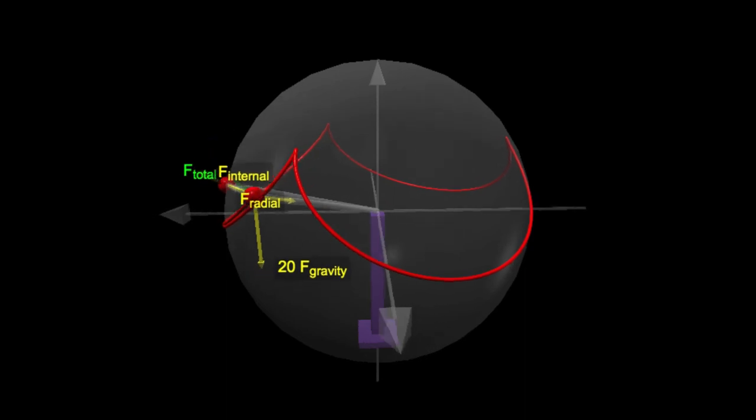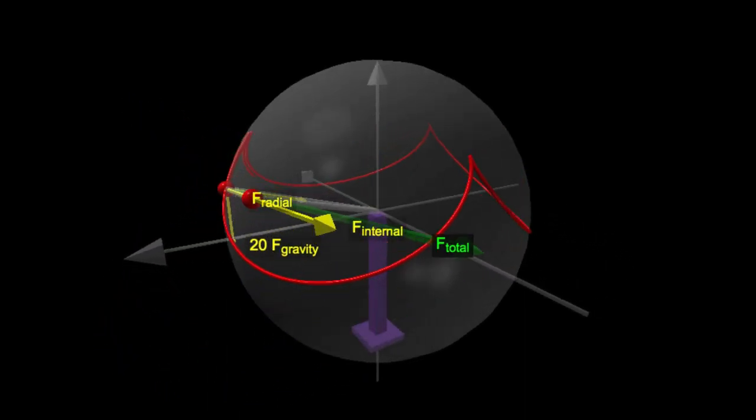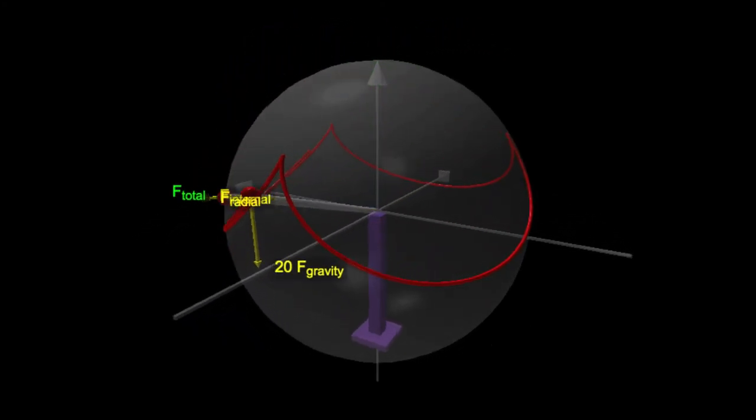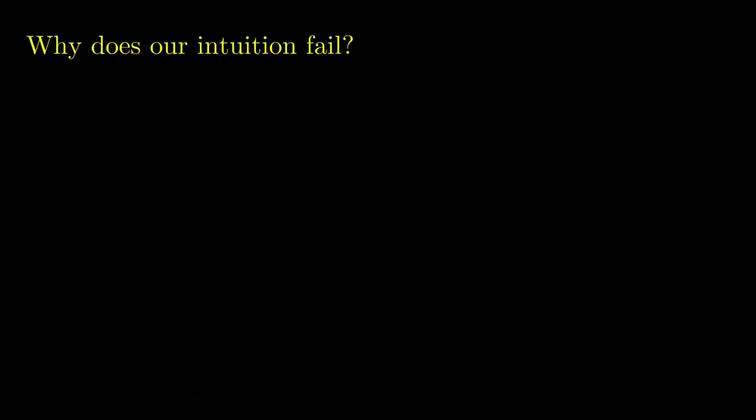These simulations show that Newton's second law holds for each of the masses as the TwoTop executes gyroscopic motion. Of course, it's no surprise that Newton's second law holds. So why does our intuition fail? Why do we intuitively expect the top to rotate downward rather than to precess sideways?